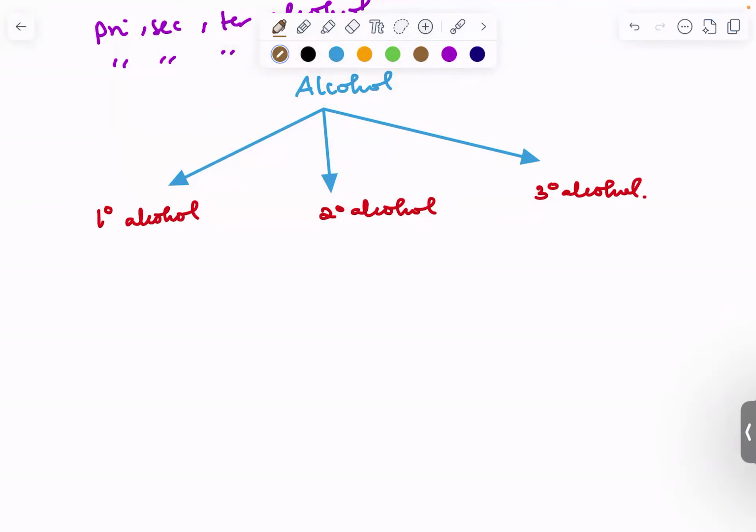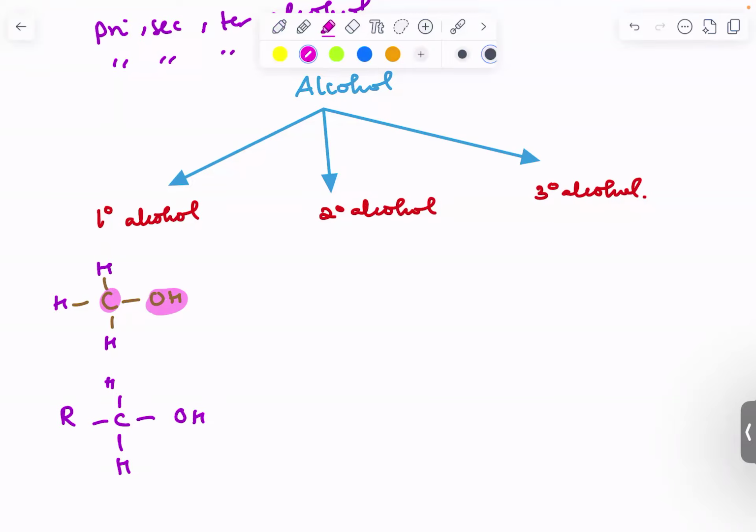If we talk about primary alcohol, this is OH, and the OH is linked to this carbon. If this carbon is connected to three H, or if this carbon, which is connected to the OH group, is connected to an R group, this is called a primary alcohol. All three are H, or two are H and one is R. So this is called a primary alcohol. Is it clear, Zaina? Yes.